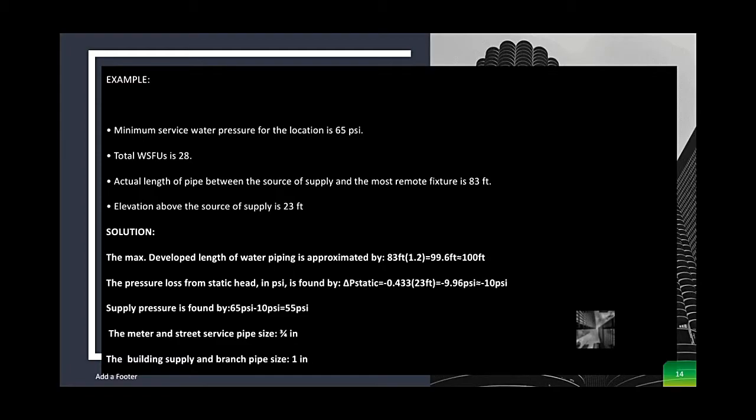And then, step 4 is to compute the static head and subtract it from the water service. So, para makuha natin yung static head, gagamitin lang natin yung formula niya. So, negative 0.433, i-multiply lang natin siya dun sa elevation, which is 23 feet. At makakakuha na tayo ng negative 9.96 psi or approximately negative 10 psi.